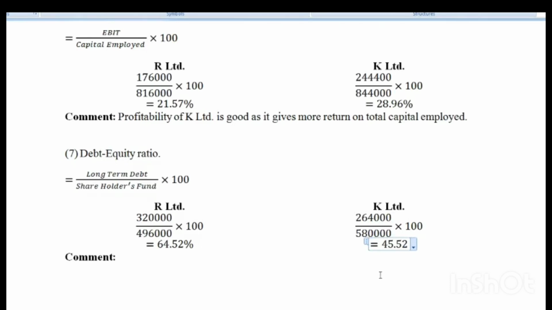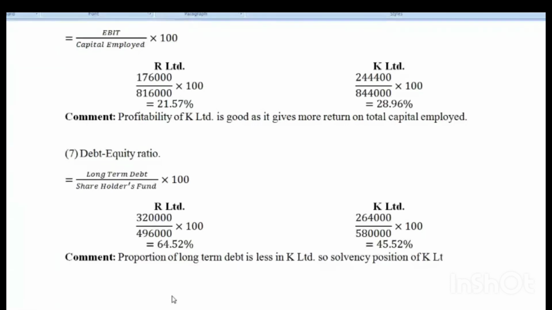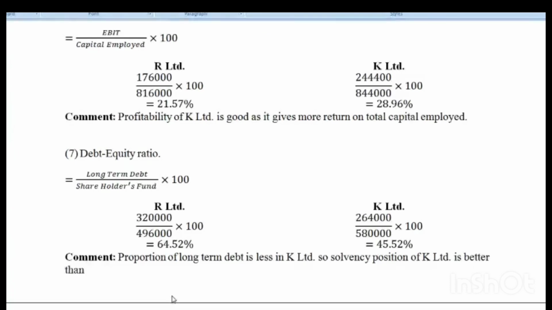The lower the debt, the better. So whose debt is lower? Compared to shareholders fund, whose long term debt is lower? K Limited's. So again K Limited is better. This is the solvency position. The proportion of long term debt is less in K Limited, so the solvency position of K Limited is better than R Limited.